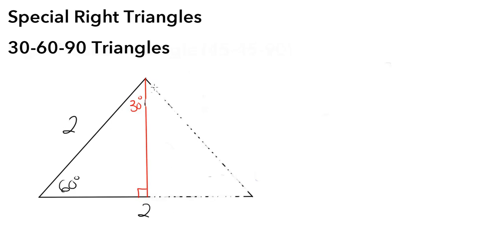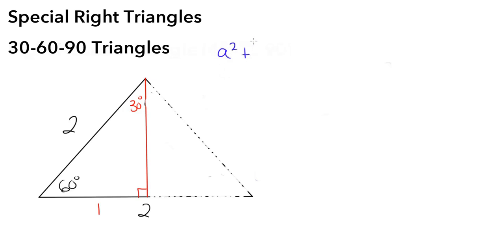Now, looking at this right triangle, I see that the hypotenuse is an original side from the equilateral triangle. So I know it measures 2. And this shorter leg is half of the original side of the equilateral triangle. So I know it measures 1. Now, we don't know the measure of the other leg, but we can use the Pythagorean Theorem to figure that out. So let's go ahead and do that.